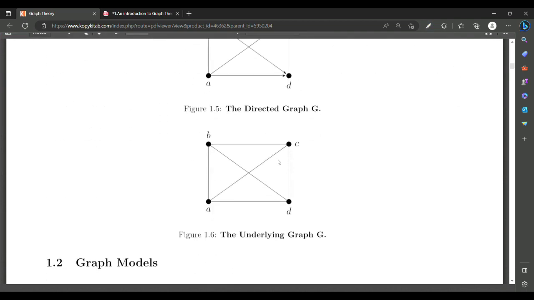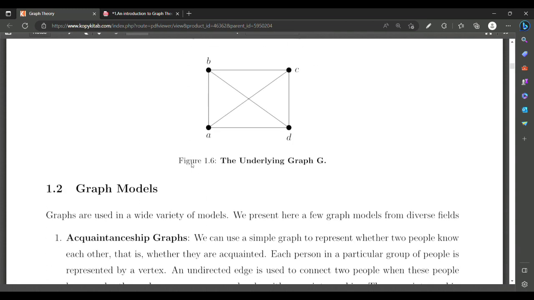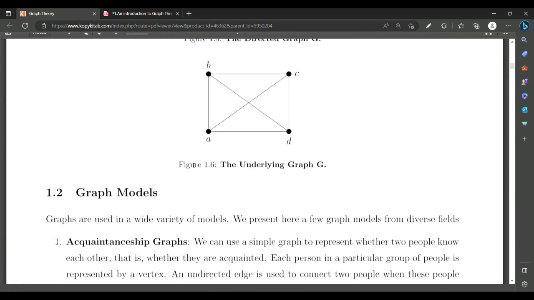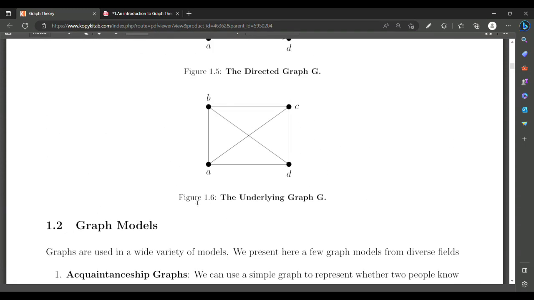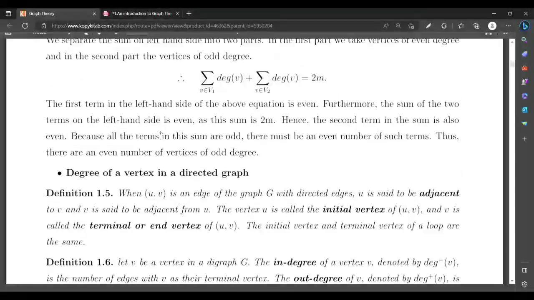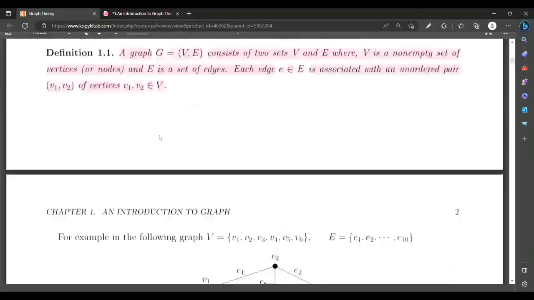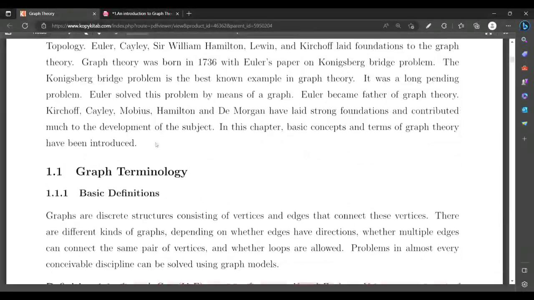Now we have finished our 1.1, that is graph terminology.